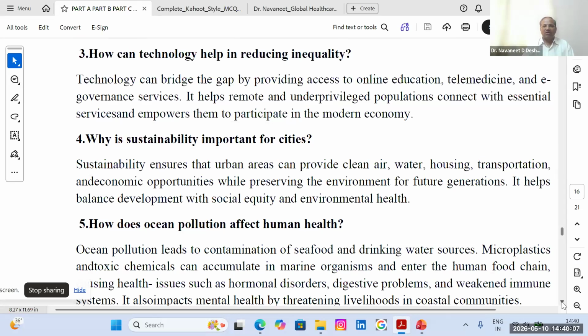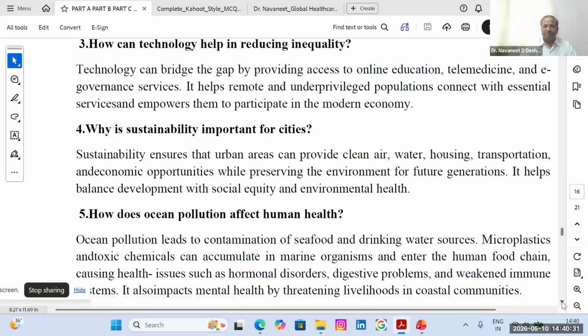It promotes remote and underprivileged populations to connect with essential services and empowers them to participate in the modern economy. Why is sustainability important for cities? Sustainability ensures that urban areas can provide clean air, water, housing, transportation, and economic opportunities while preserving the environment for future generations. It helps balance development with social equity and environmental health.